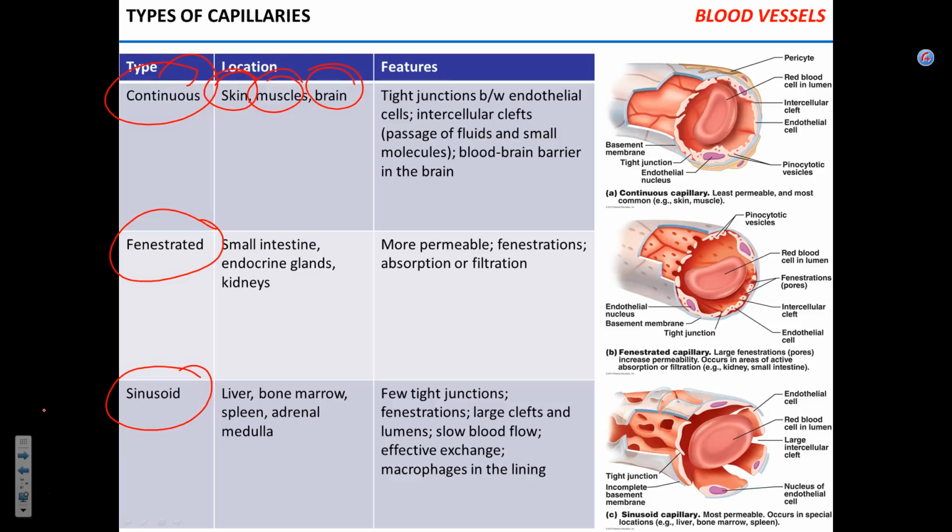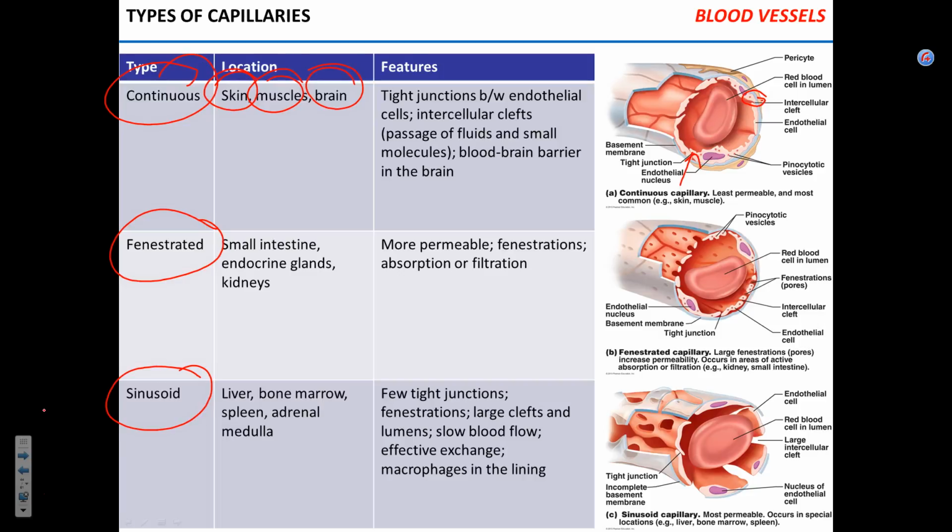The endothelial cells in such capillaries are connected to each other by so-called tight junctions. Okay? There are small intercellular clefts, which are pretty much like a crack in the wall. They're small enough to let passage of fluid, water and small molecules, but not big enough to let large molecules like proteins cross the wall of the capillary. Does that make sense?